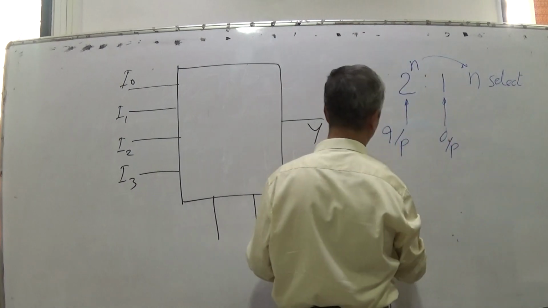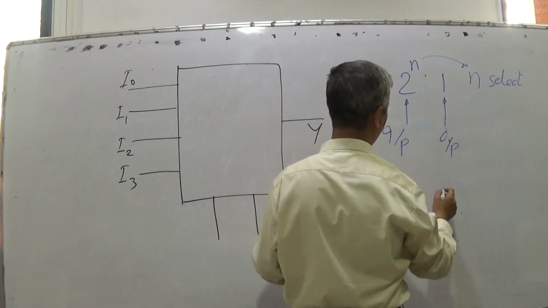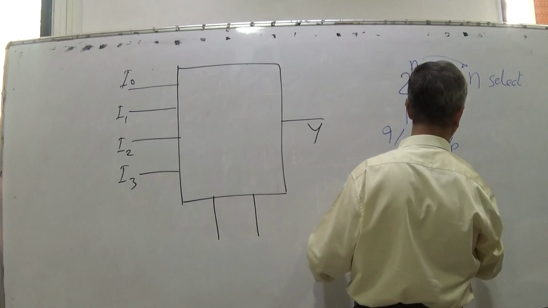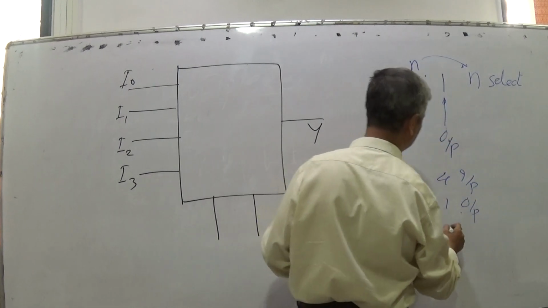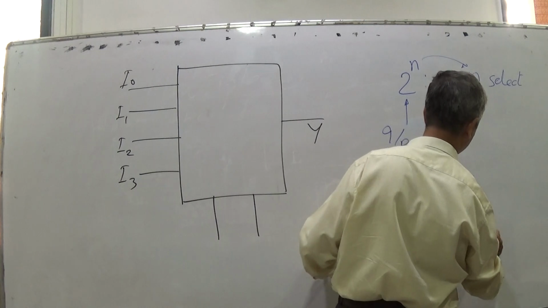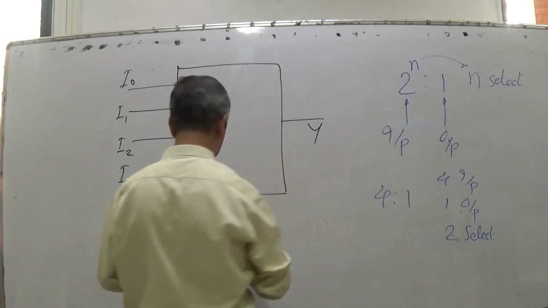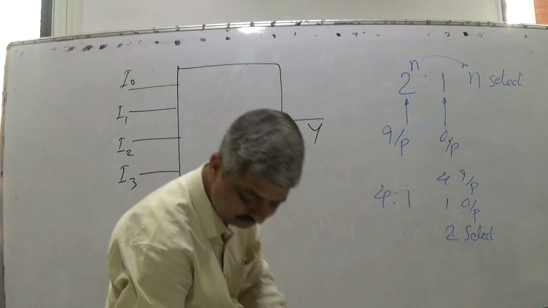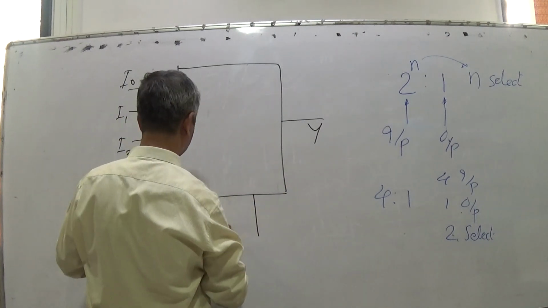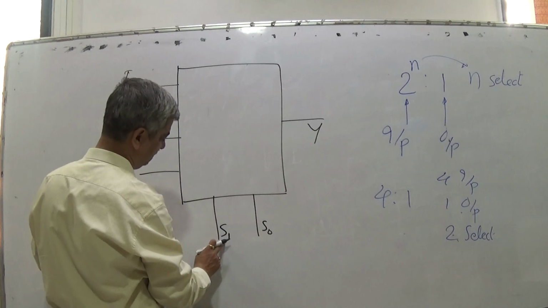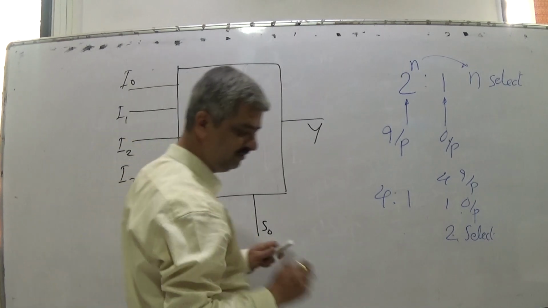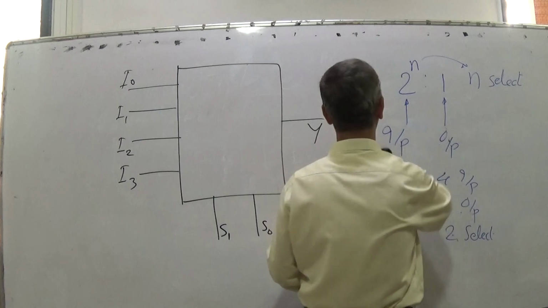So for a 4:1 multiplexer, 4 inputs, 1 output, and how many select lines? 2. So 2 select lines. So there will be S0 and S1. S1 is the most significant bit, S0 is the least significant bit. So what should the truth table of this multiplexer be?